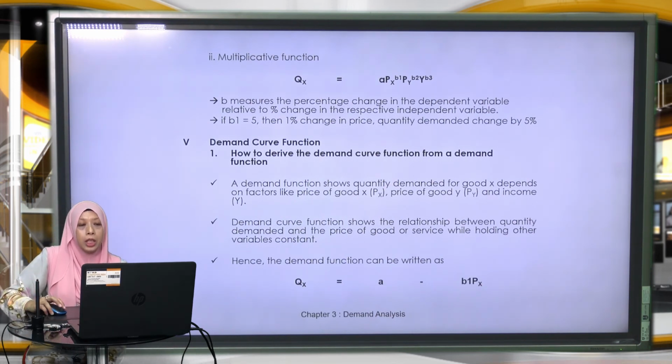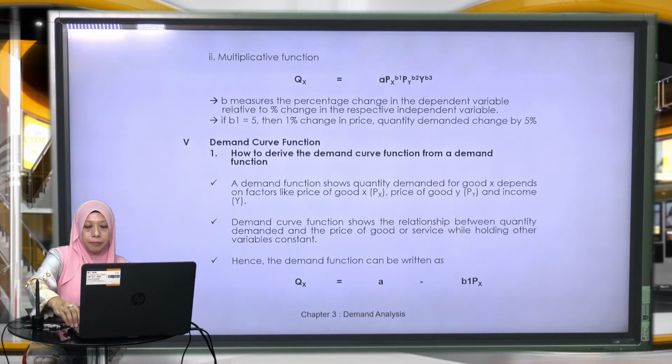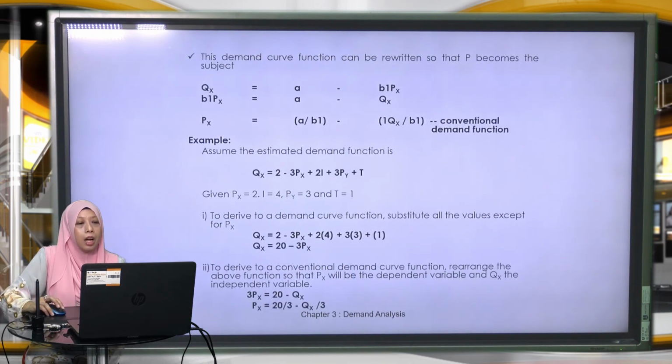The general form of a demand curve function would be Qx equals A minus B1 Px. You can see that it only shows the relationship between quantity demanded for X and the price of good X. What will happen to the other variables? Well, the other variables are held constant. Now from your demand curve function, you can derive your price function, which we also call the conventional demand curve function.